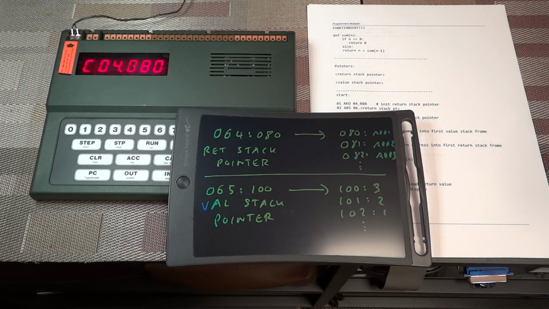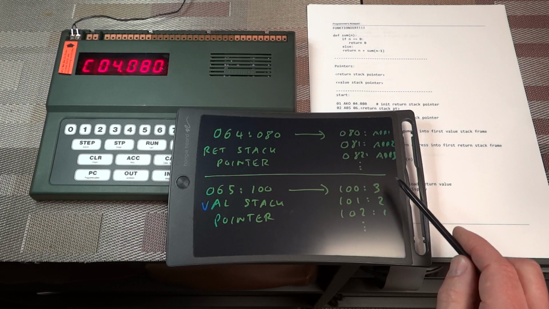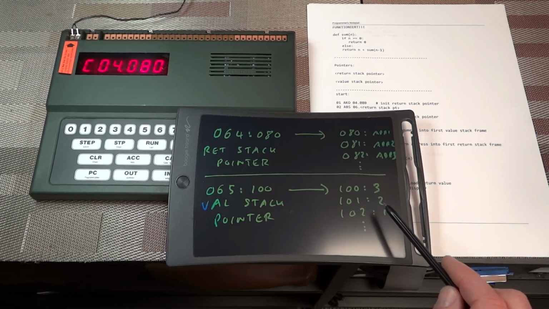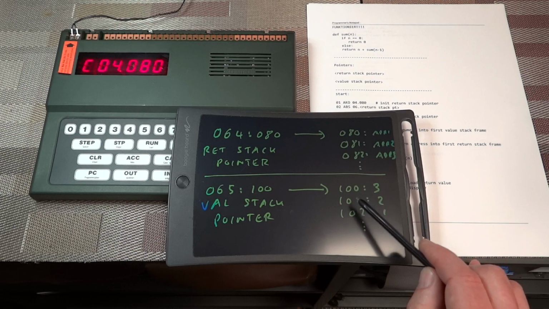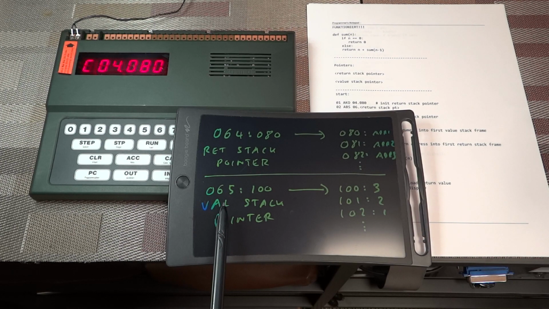And similarly, and more importantly in this example, we need a value stack, right? So a stack that keeps track of the n local variable, 3 to 1, right? Starting at address 100, 101, 102. And this value stack pointer we are storing at memory cell 65, and it contains the start address of the value stack.